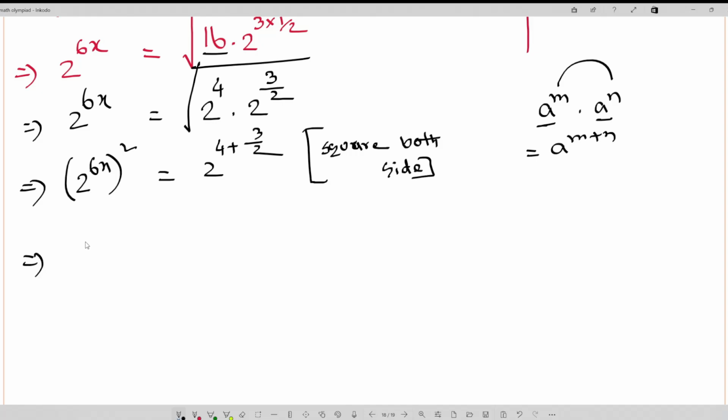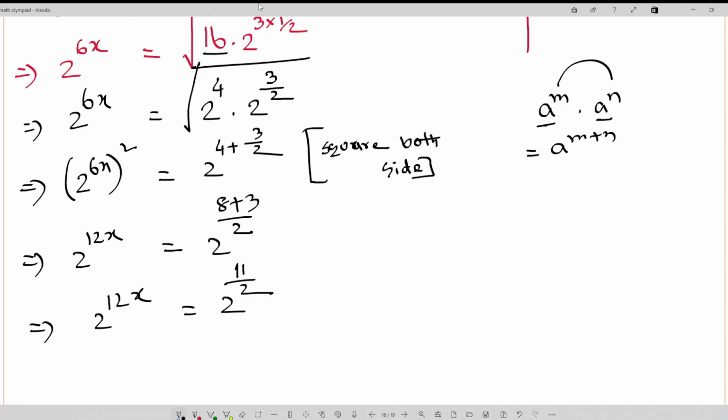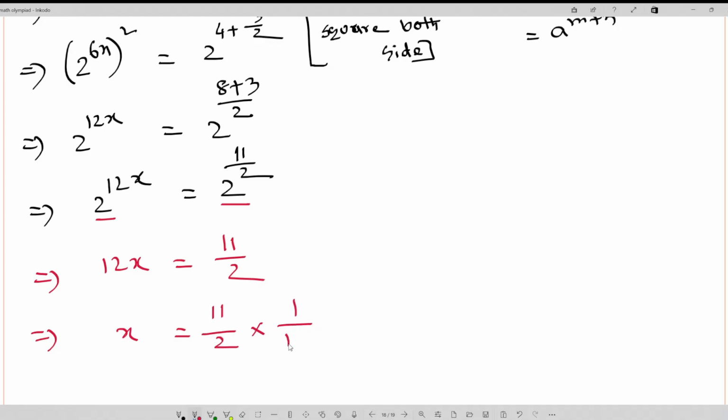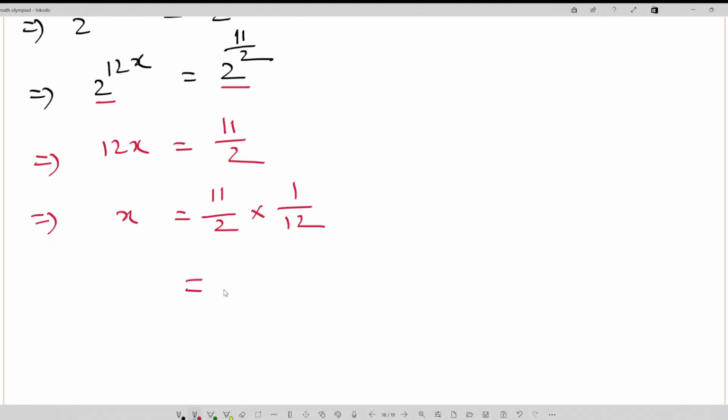Okay. Now this one becomes 2 to the power 12x, and here is 2 to the power, LCM 2, so here is 8 plus 3, and here 2 to the power 12x and here 2 to the power 11 by 2. Now look, again bases are the same, in this case powers will be equal, so 12x equals 11 divided by 2. So we can write x equals, once we divide both sides by 12, x equals 11 divided by 2 times 1 by 12. And what's our answer? Answer is 11 divided by 24, and this is our answer.